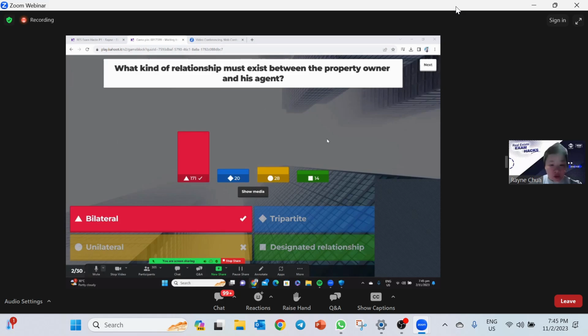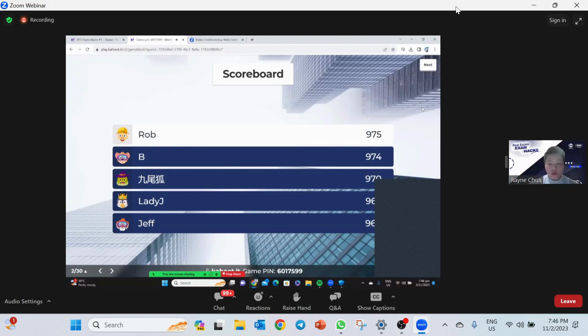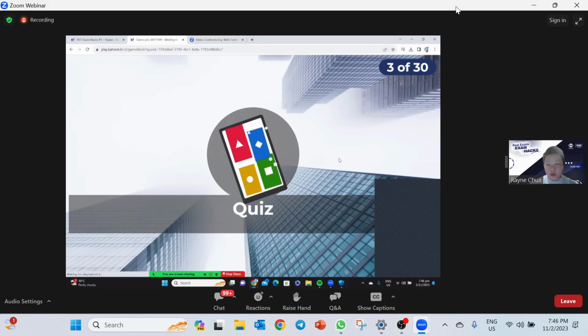Basically, between the agent and the client or the property owner, bilateral is two, by which it means two way. Tripartite is three, unilateral is one. The last one, designated relationship, is just a trick answer. So just remember: bilateral is two way, tripartite is three, and unilateral is one. As simple as that. Just remember the words: bi, tri, and uni. Good. We have Rob topping the chart for our first question, and let's go for the next one.